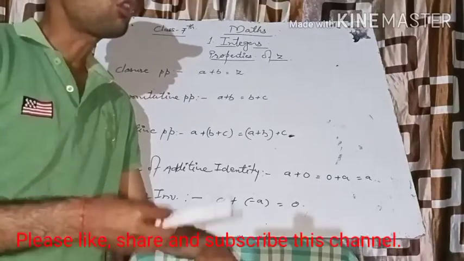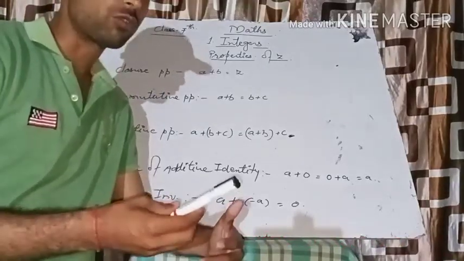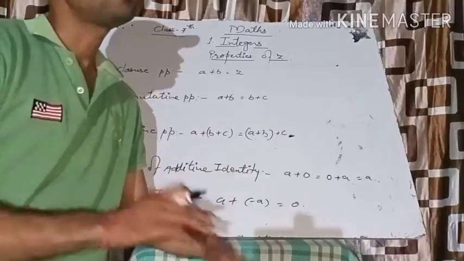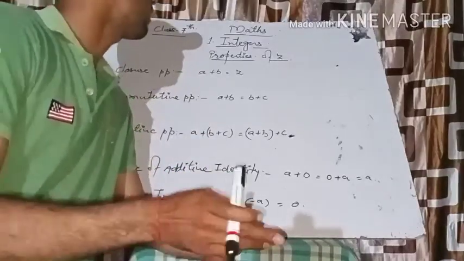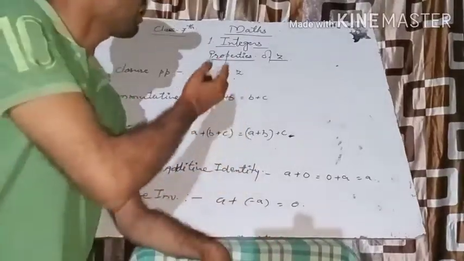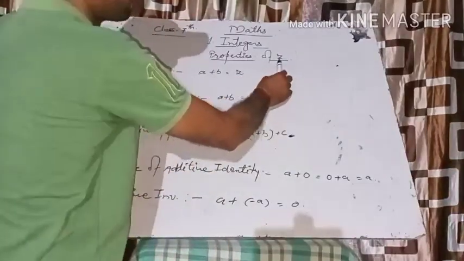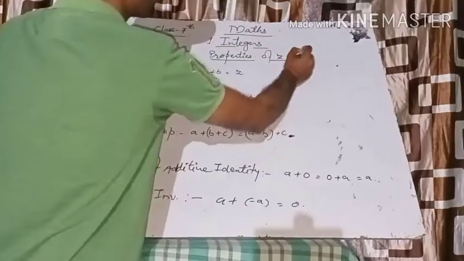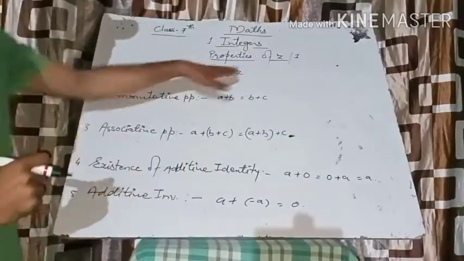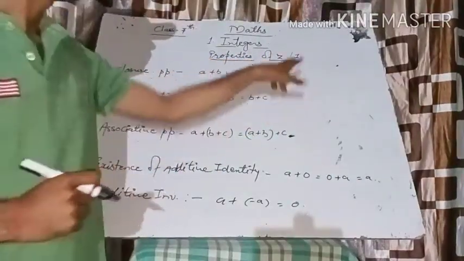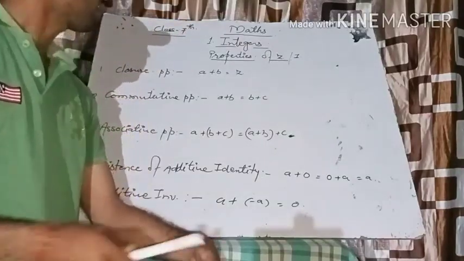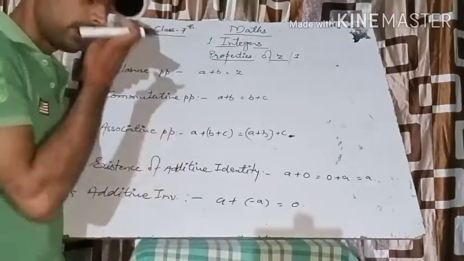All the counting numbers, including zero and the negatives of those counting numbers, are said to be integers. Integers are generally represented sometimes by Z or sometimes by I, but here I have represented integers by Z. Now let's start the properties of the integers.